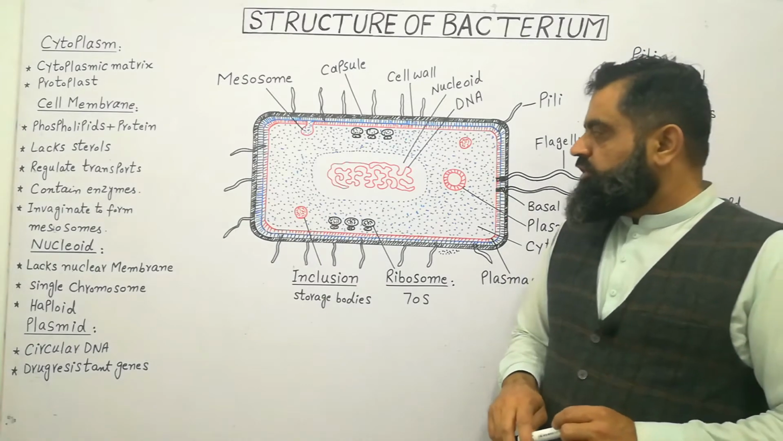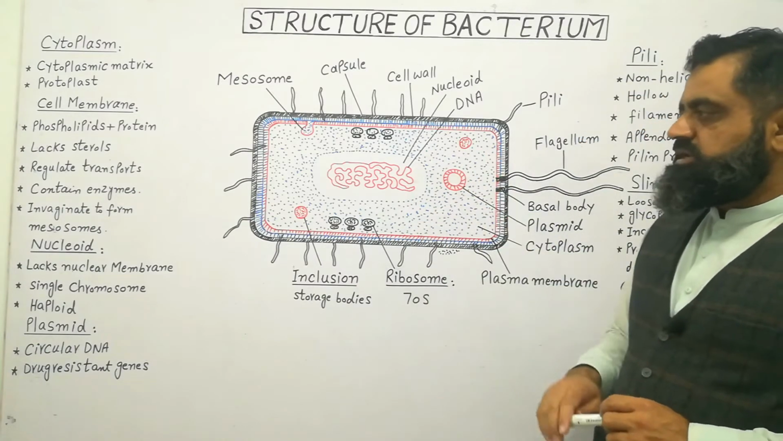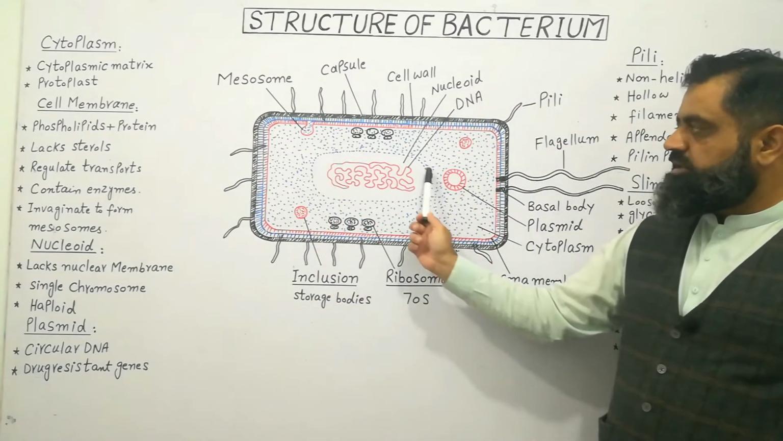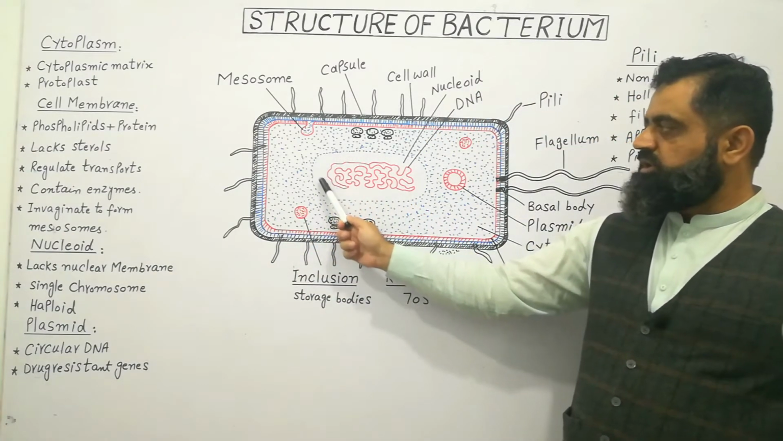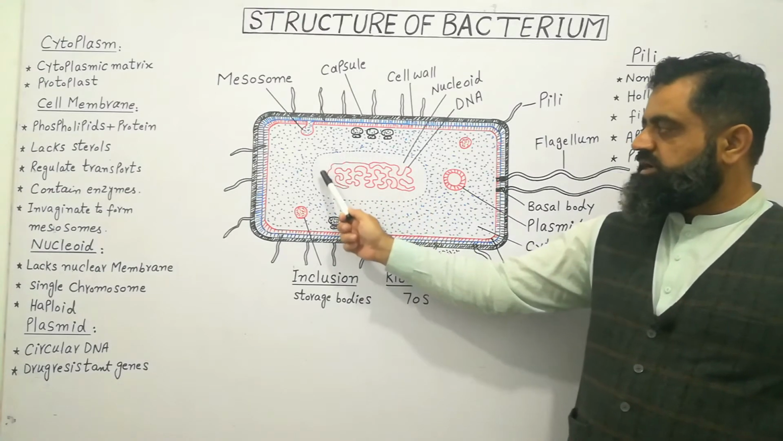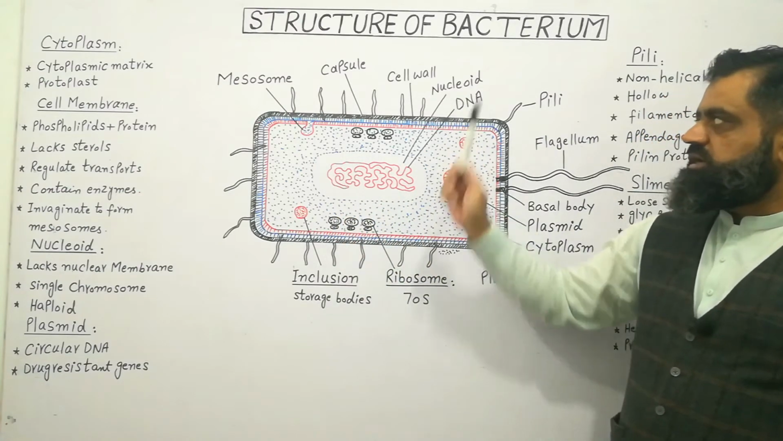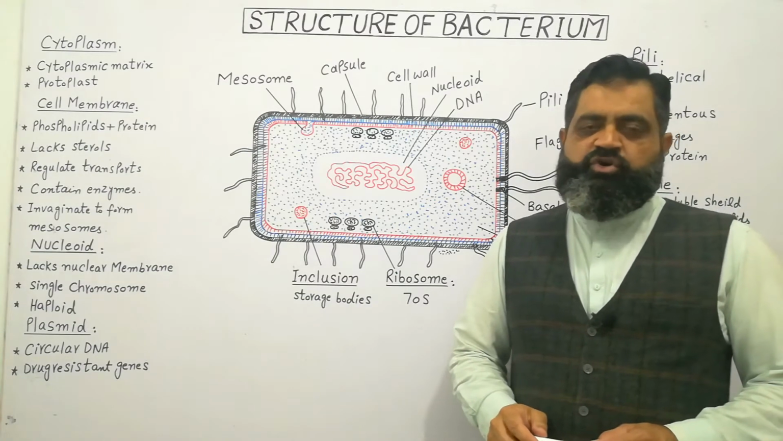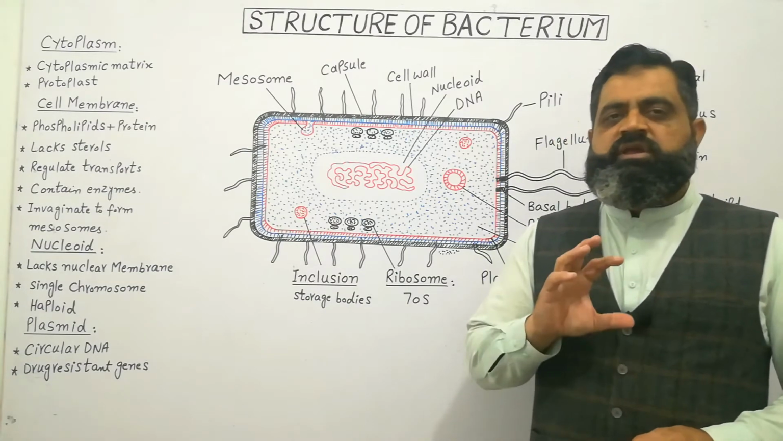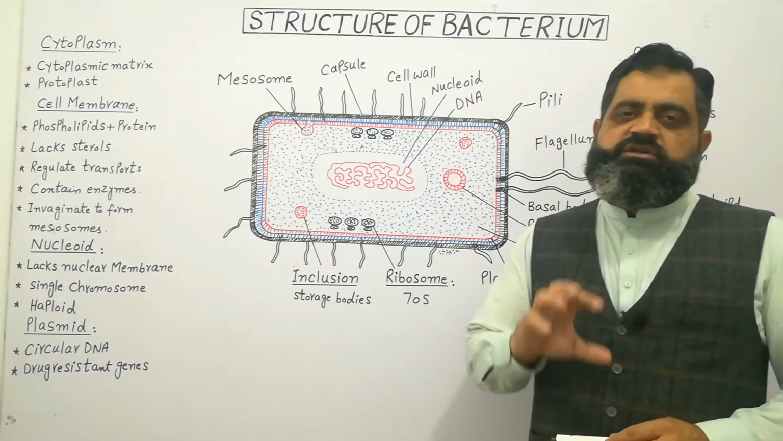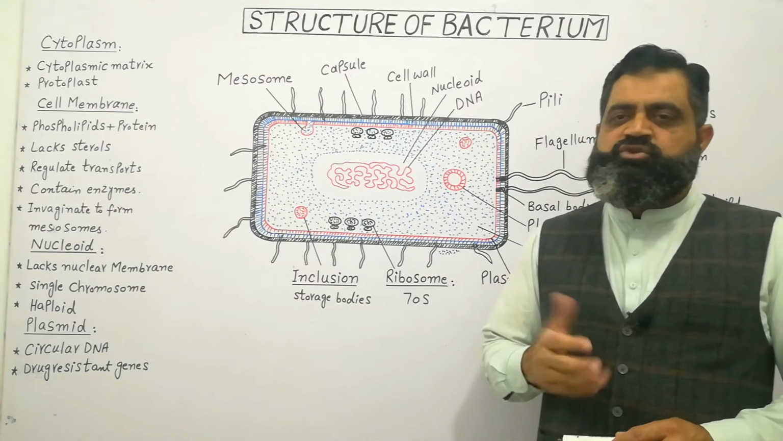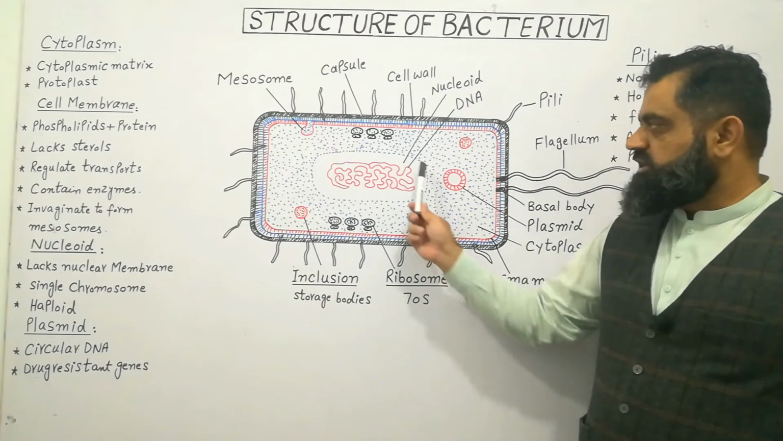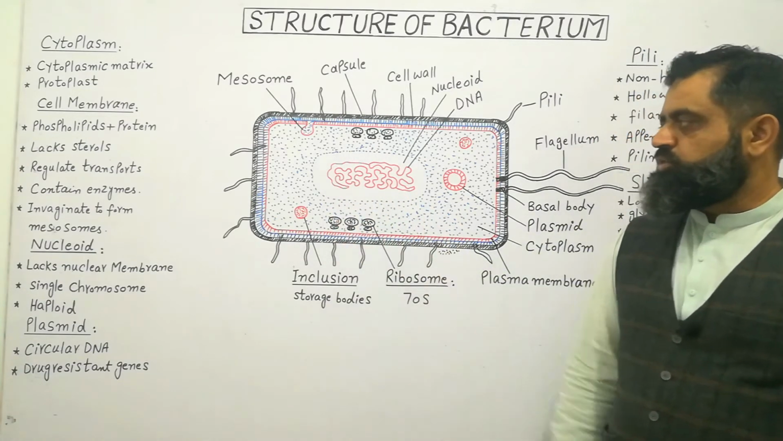The next component of the bacterial cell is the nucleoid. If we look at the diagram, the central part, which is not blue in color and has a clear, transparent appearance, is called the nucleoid. This is also known as the chromatin body or nuclear body. It represents the site of the nucleus. As you know, bacteria do not contain a nuclear membrane, so this area represents a nucleus.